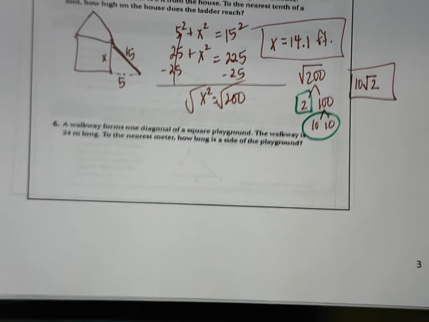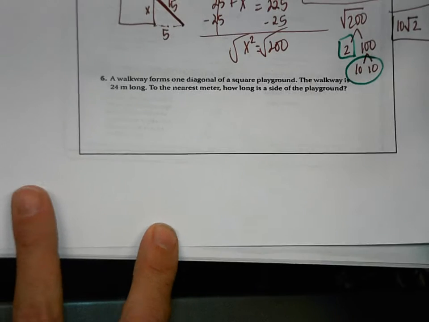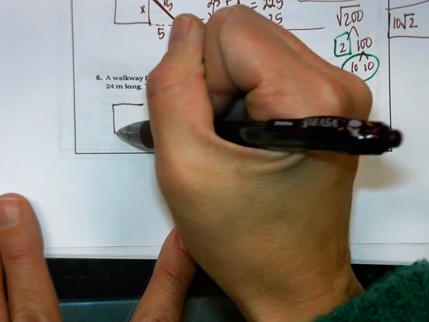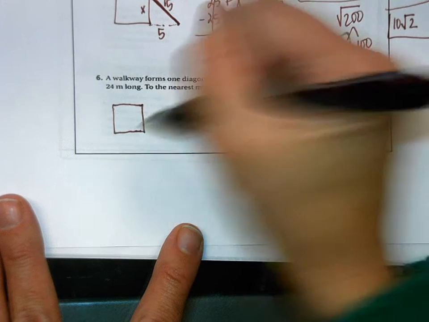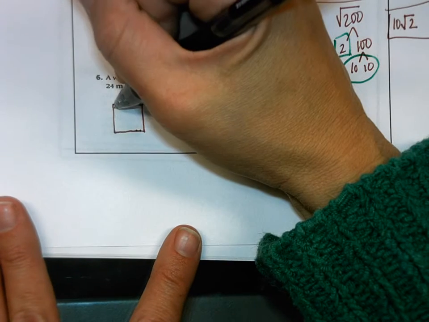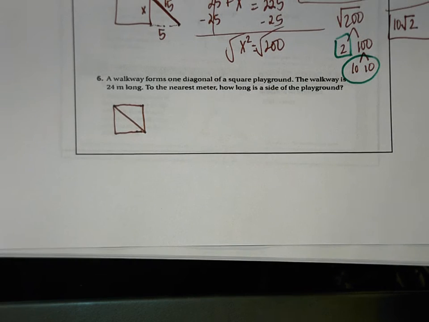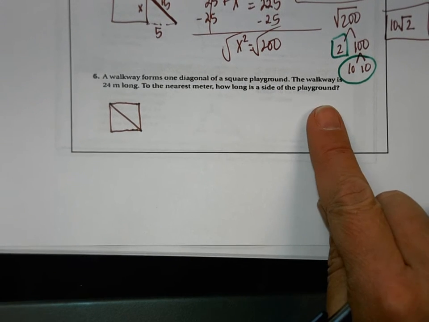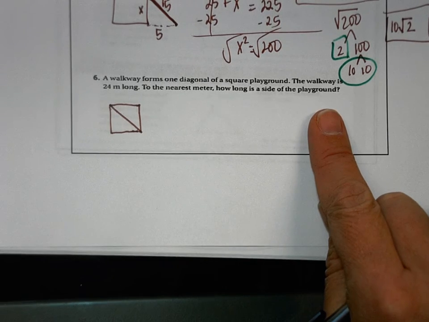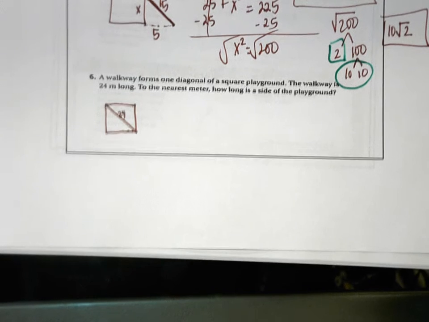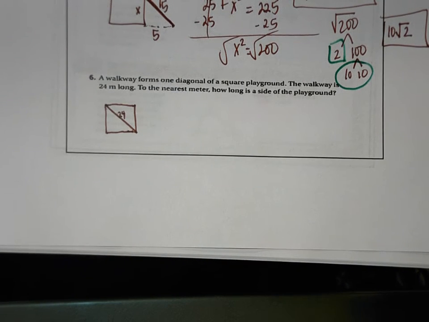Okay, number 6. You're still on page 418. It says a walkway forms one diagonal of a square playground. So a square playground means that all of the sides are the same. And then you have a diagonal walkway through the playground. It tells you the walkway is what? 24. So this is 24. To the nearest meter, how long is a side of the playground?